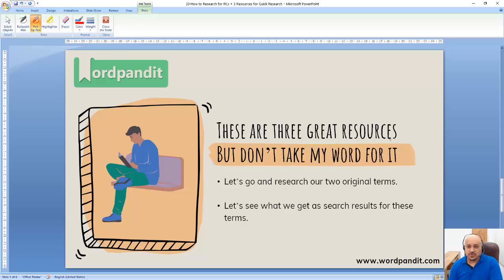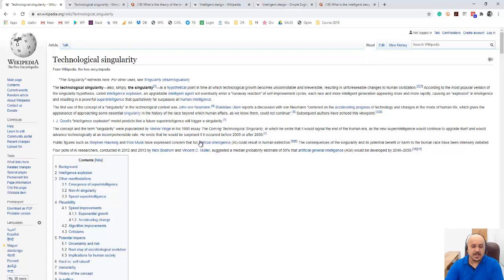Now, you should not take my word for it. And this is why now we get to that answer. Why am I using this particular layout? We'll go and research our 2 original terms that we've mentioned, right? Let's see what we get in the search results. I have opened them up in a different window already, right?